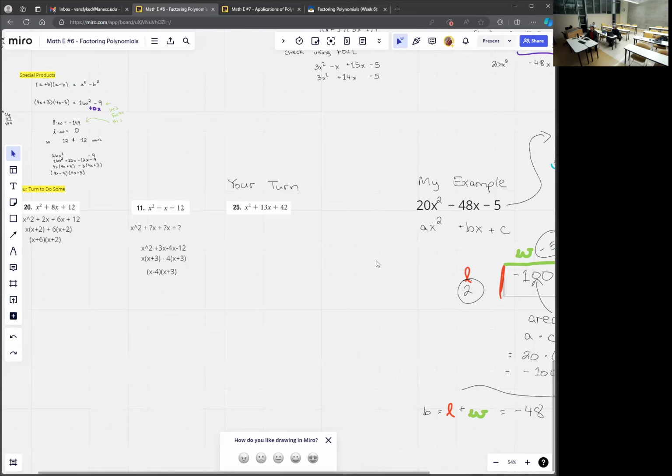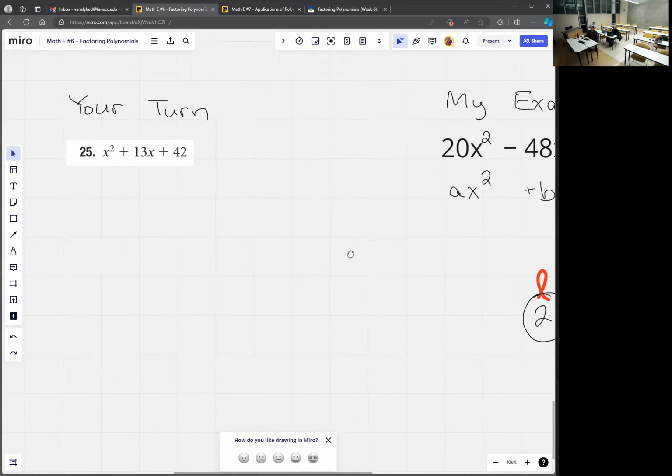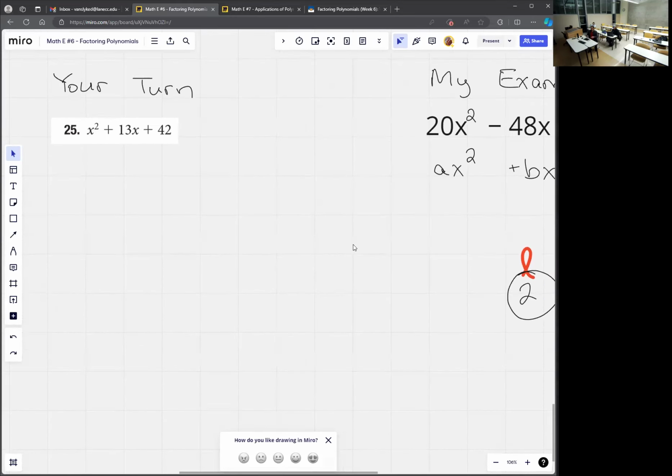And now it's your turn as a group to do the x squared plus 13x plus 42. You could scroll around and mimic me. If mimicking is your style of doing things, you can talk to each other out loud, try and figure out which things work for this one. If you're the kind of person that wants to do it on paper and then see if other people do it the same way, that can work too.